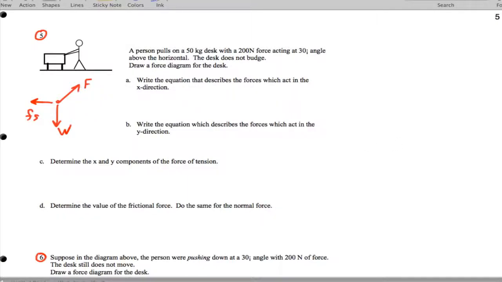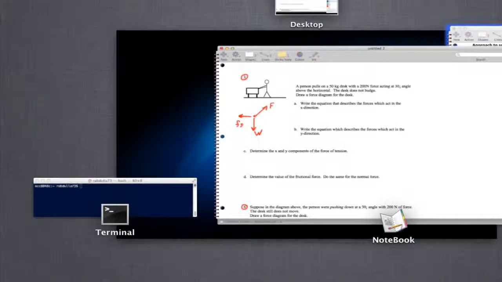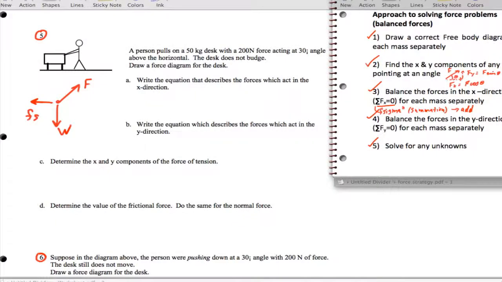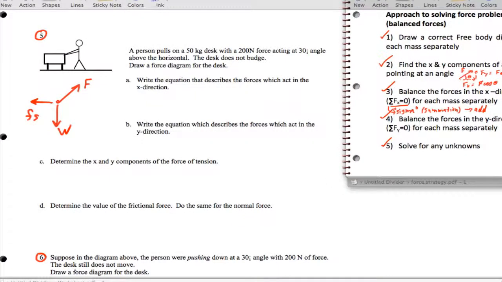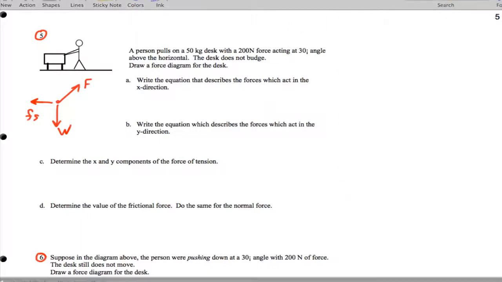Let me just stop for a second. Let me back up here. So first, what have we done? We have gone ahead and drawn a correct free body diagram for the mass. Now it says find the x and y components of any forces pointing at an angle. Well, that's this F right here. We need to find its x and its y components. So let's do that now. In fact, that's what they ask us to do in part C, so I'll just do that work down here.